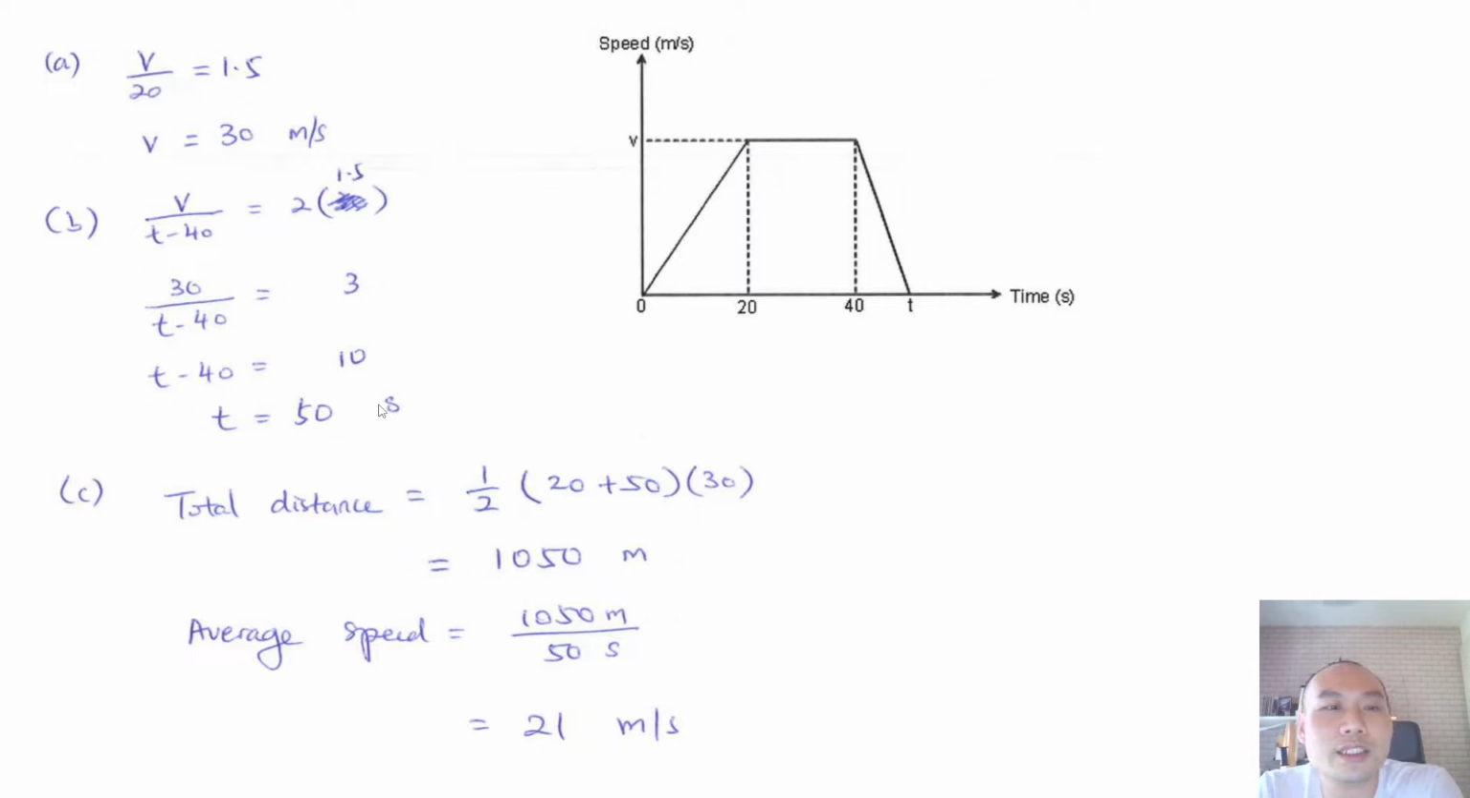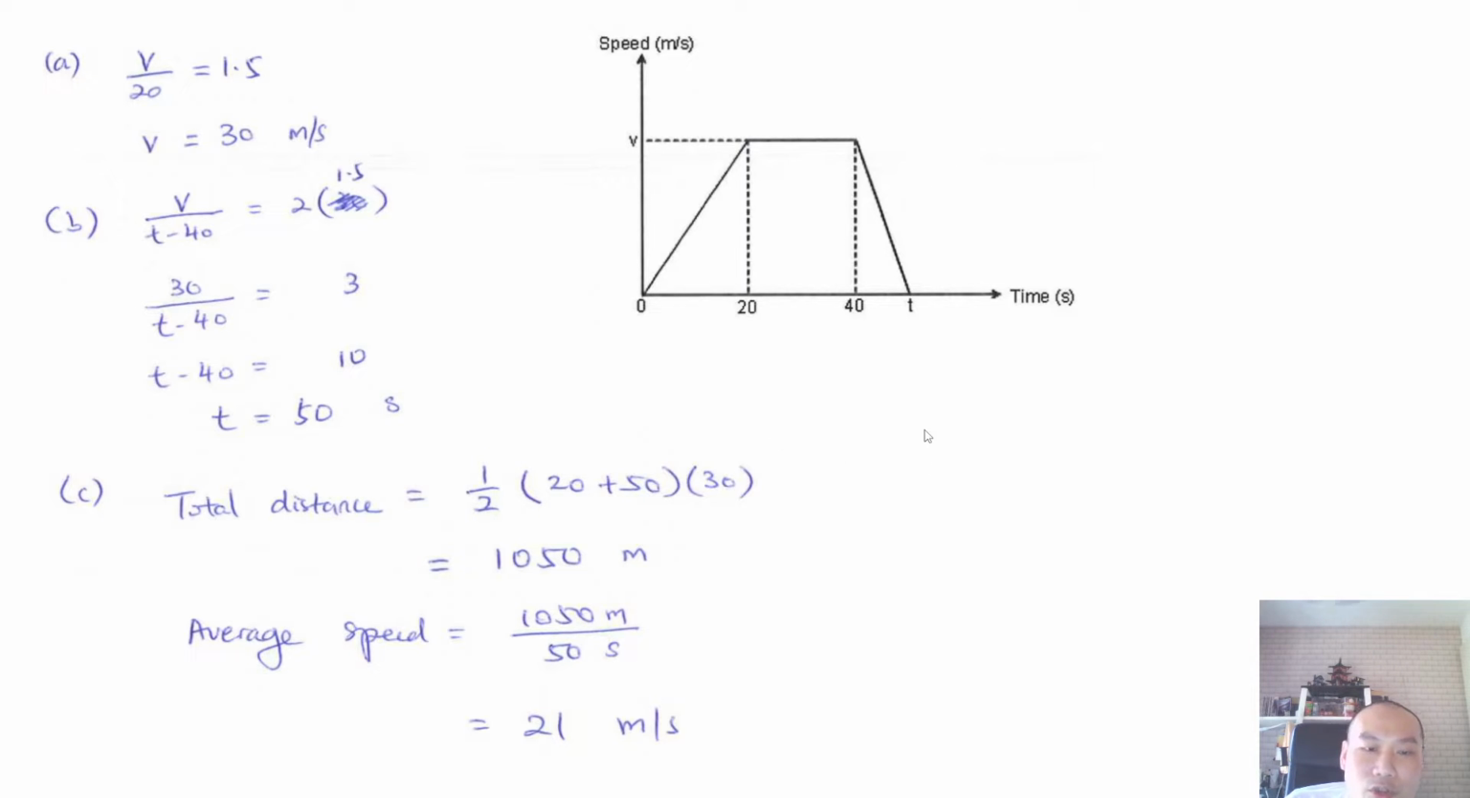So how does it work again? We use the rise over run. So V is the rise. So V over t minus 40, which is the run, is going to be twice the acceleration. We know that acceleration is 1.5, it's given in the question. And we also found that V is 30 from part A. So 30 over t minus 40 is 3. Simplify this, we get t equals 50 seconds, right? So that's where the end of the journey is, at time equals 50 seconds.